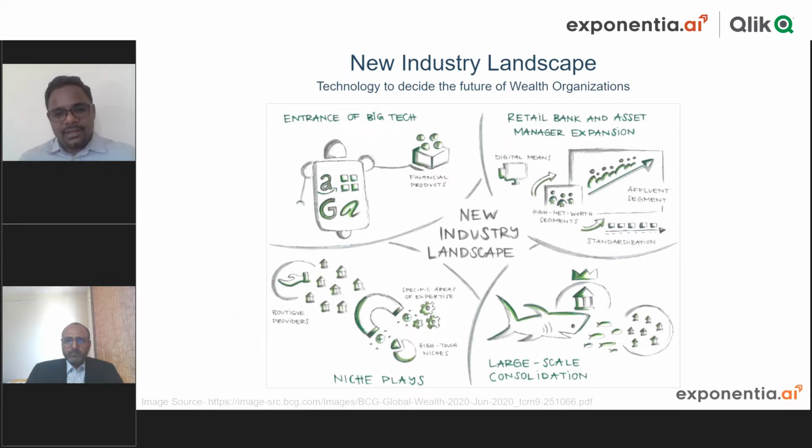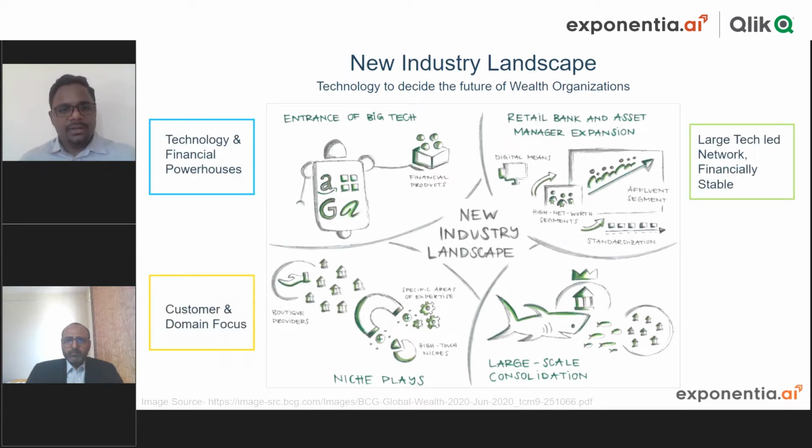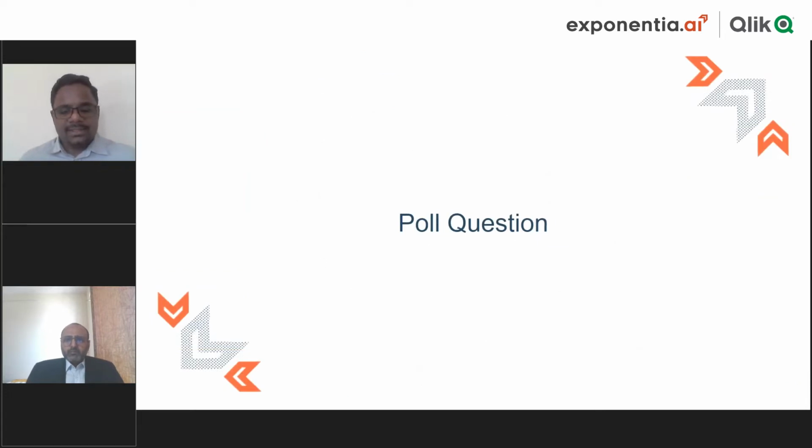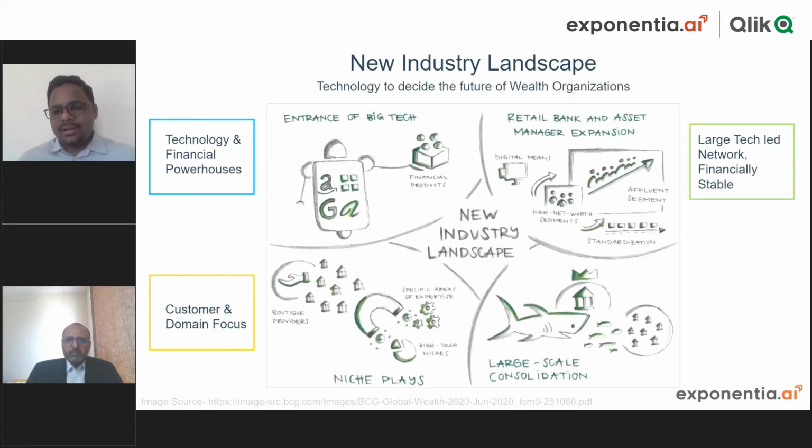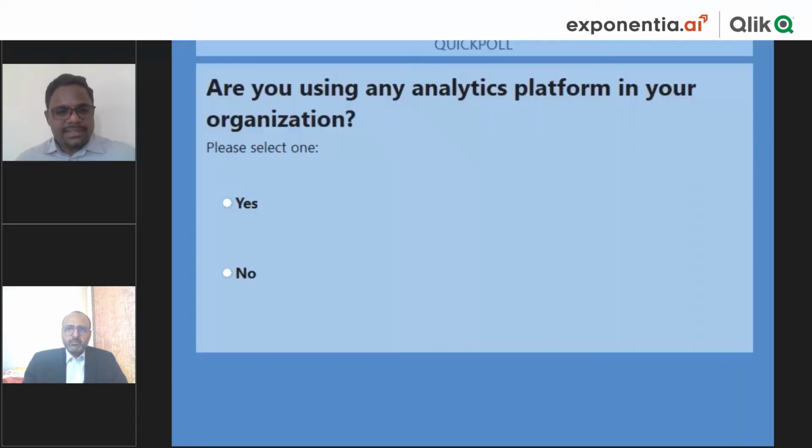In the next section, if we can move, we will also see some of these use cases that you can drive at your organization. And this is something that we have already discussed here, that technology powerhouses, customer and domain focus of niche players, and large technology network, as well as financial stability of the larger banks, is going to drive the consolidation and the shaping up of this particular industry that we are talking about. Yeah. So we will move to the next section, where we will see some of the success stories.